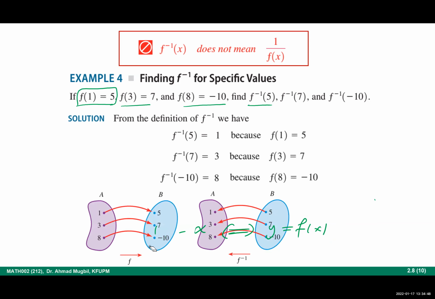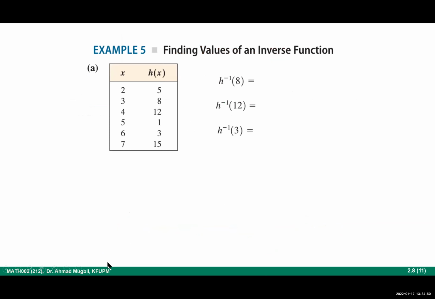You can represent them using these mappings. From the table also, you can obtain the same. If this table is for x and h of x, what will be h inverse of 8? 3. What is h of 3? 8. This is 3, this is h of 3.